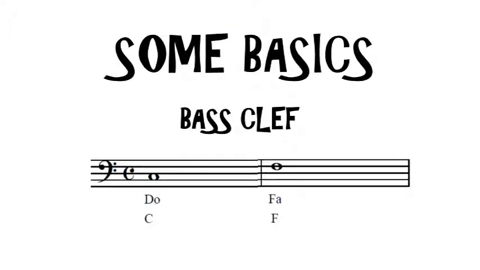This is known as the bass clef. The bass clef tells us where Fa is on the staff. As you can see, the note F, or Fa, is the second note on the second line from the top of the bar.